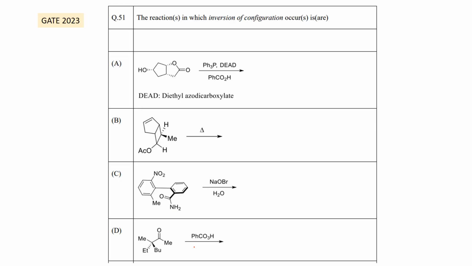Let's solve a question based on that. In GATE 2023, one question came based on this. They have given these 4 options and asked in which of the options we get an inversion of configuration. This can also be a multiple choice question. From the reagents you can see this is DEAD, PPh3, which means this is a Mitsunobu reaction and there is an alcohol here. So there will obviously be inversion of configuration. The other part will be the same, just this center will be inverted, and as a nucleophile they have used this acid, so we will get this as our product.